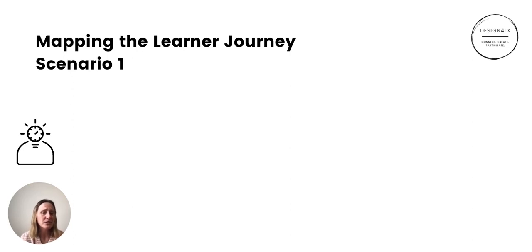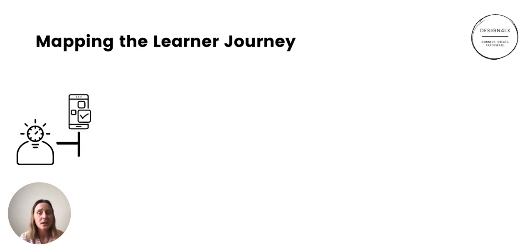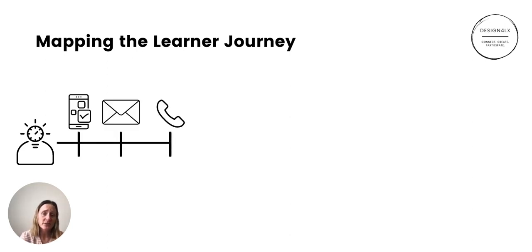So, map the learner journey. Let's take an example of an accredited course, with three units that make up the course. The learner enrolls. They get a confirmation on their phone with a checklist of what they need to do. Let's say they get an email to confirm they're enrolled, and a telephone call to welcome them to the course.